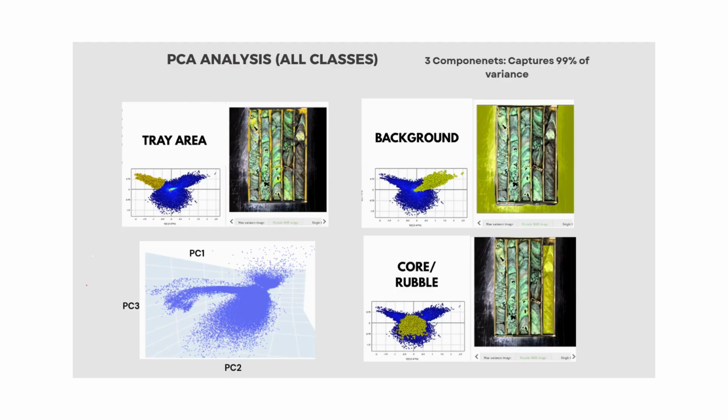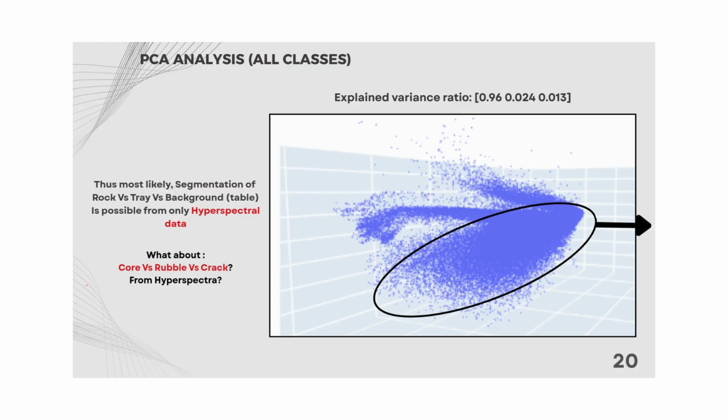And so we did a PCA analysis, a principal component analysis, on the whole image, including all of the classes. And we saw that there were three main clusters. The top left one represented the tray itself. The top right one represented the background, and the middle one represented the rocks, so the core and the rubble. And so this most likely says that we are able to segment these three things just from the hyperspectral data.